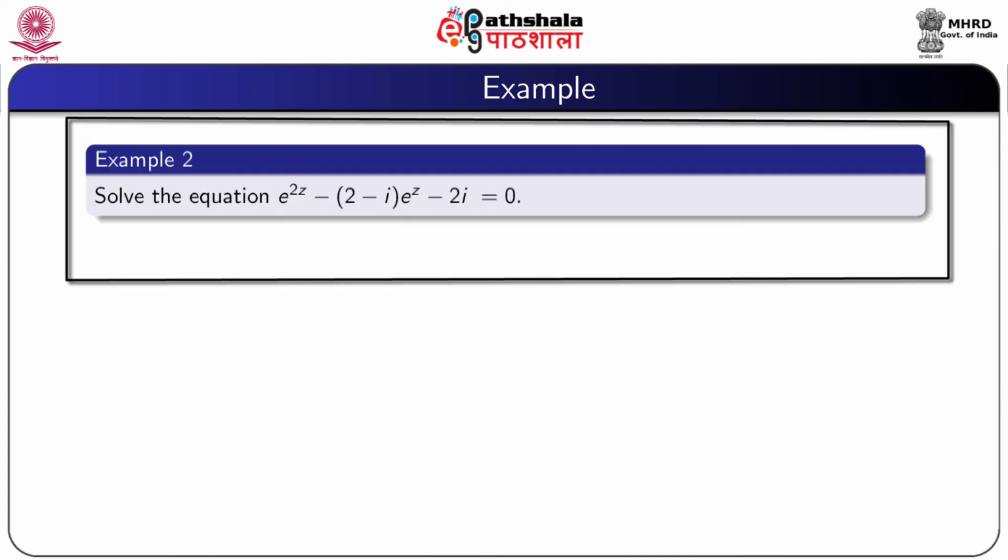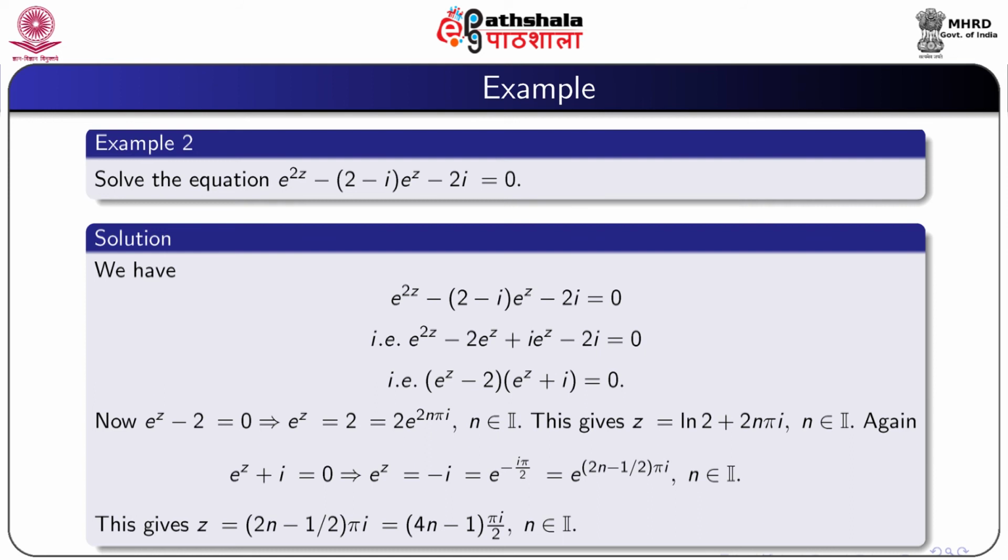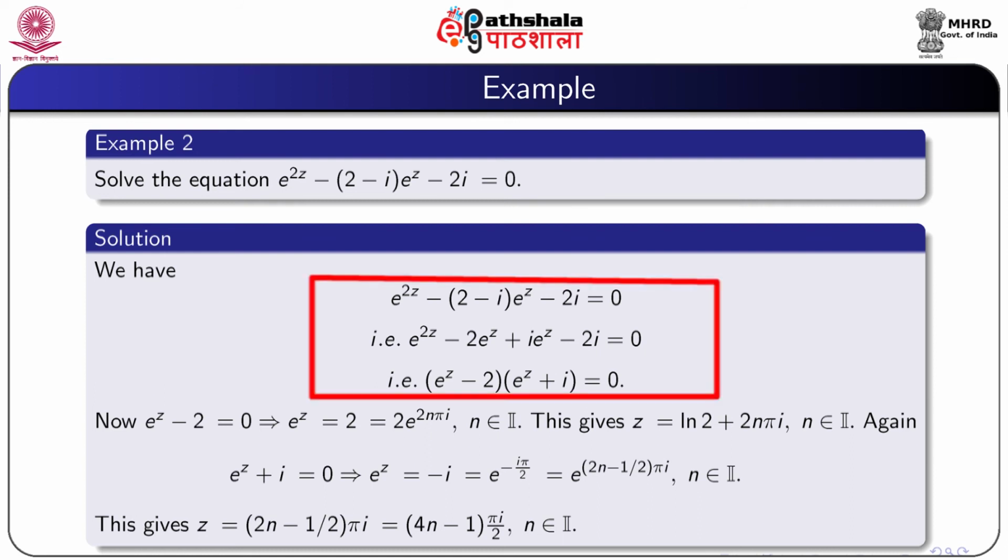So, next example, solve the equation e to the power 2z minus (2 minus i) into e to the power z minus 2i equal to 0. So, here e to the power 2z minus (2 minus i) e to the power z minus 2i equal to 0. So, simplifying, we obtain (e to the power z minus 2) into (e to the power z plus i) equal to 0.